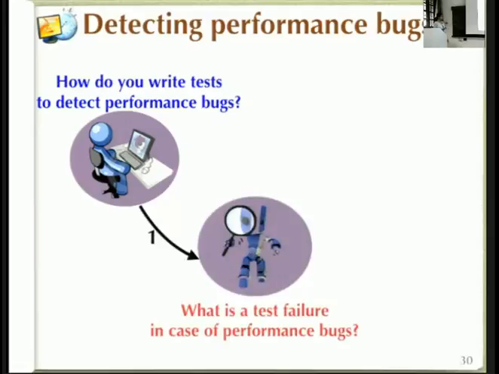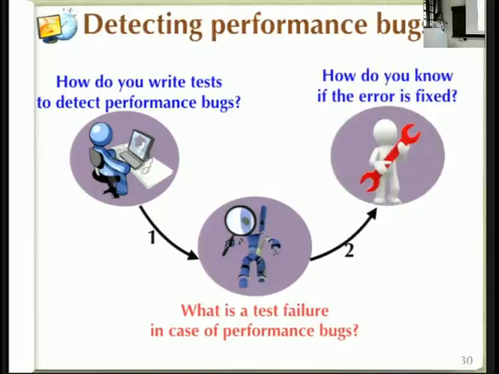And then, what is a test failure in case of a performance bug? If I am giving you a test similar to the test for linked list, how do you know if it is efficient or not? How do you know if there is a better execution for this test? You don't know if it can be executed in less time than that. So this is a difficult question as well. And then, how do you know if the error is fixed at all? It's not like an assertion failure, where the assert fails, then you fix the program, and now the assert passes and you clearly know that the error is fixed. So how do you detect such problems?